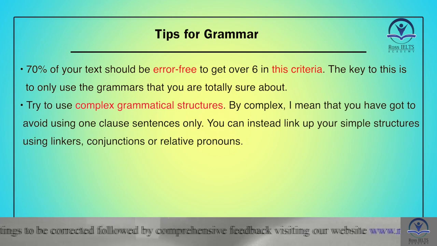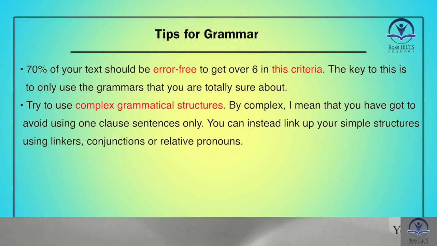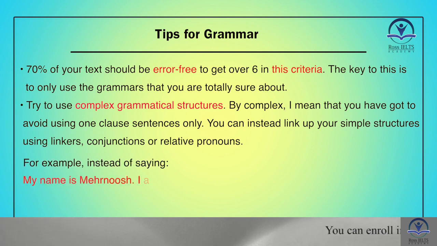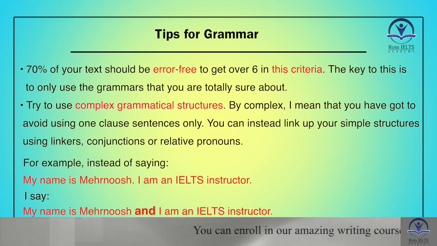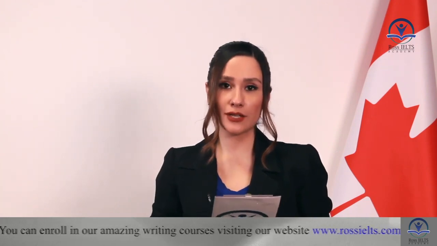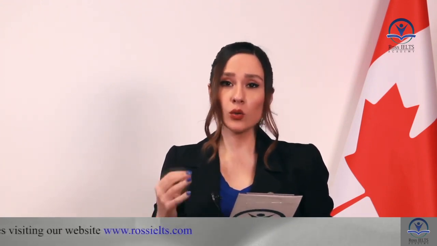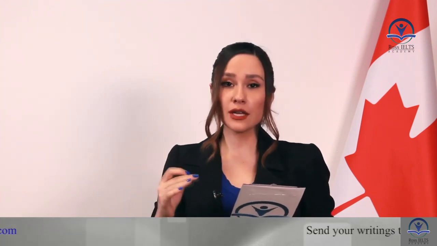You should also try to use complex grammatical structures. By complex, I mean that you have got to avoid using one-clause sentences only. You can instead link up your simple structures using linkers, conjunctions, or relative pronouns. For example, instead of saying, "My name is Mehnush, I am an IELTS instructor," I say, "My name is Mehnush and I am an IELTS instructor." However, you should not use too many clauses in one sentence. That is also incorrect. Regarding the complex and simple grammatical structures which I mentioned, you should know that the person who only uses a combination of simple and complex structures will get a 6 in the grammar, but a person who only uses complex structures will get 7 and above in this criteria.